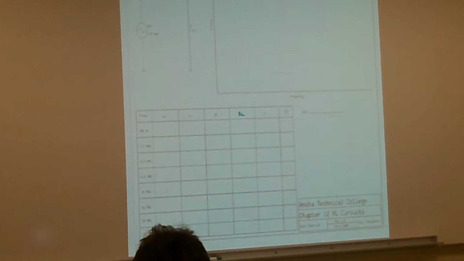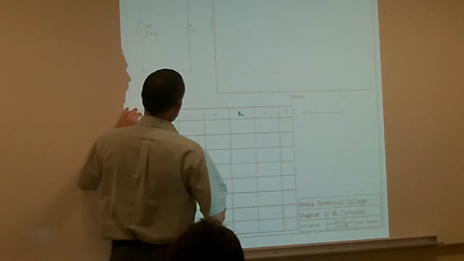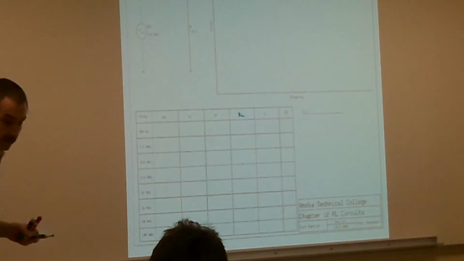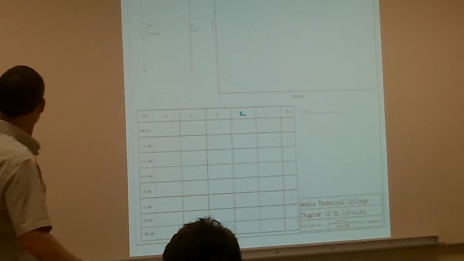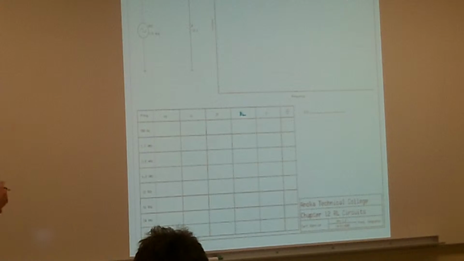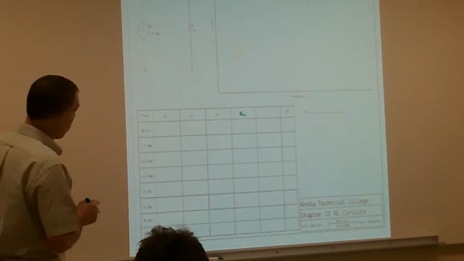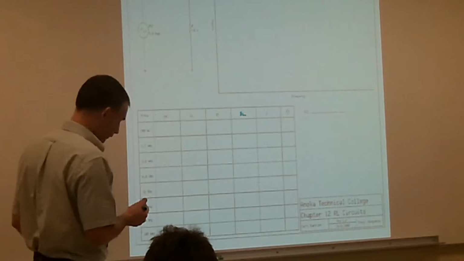So what would be my first step on my circuit here? Calculate out my X of L. And how am I going to calculate out my X of L? Yep, 2 pi FL. So what am I going to get at 500 hertz for X of L?